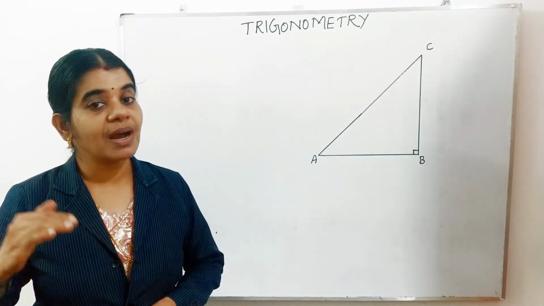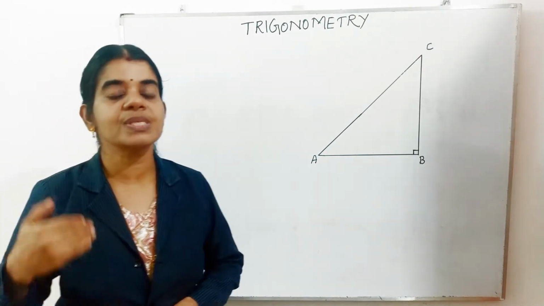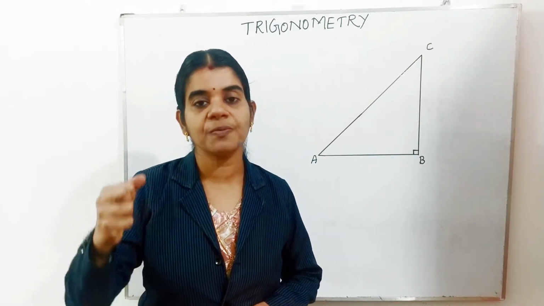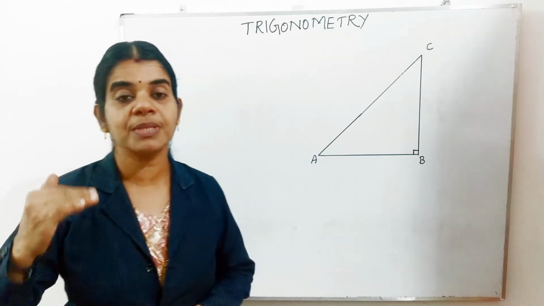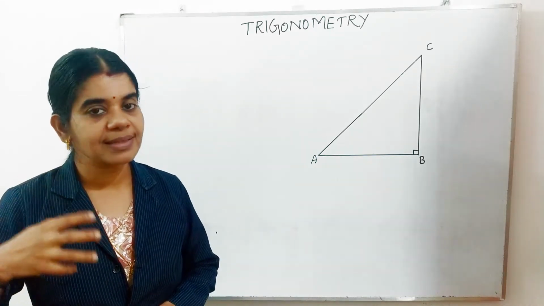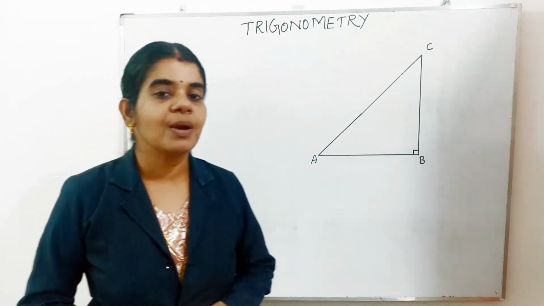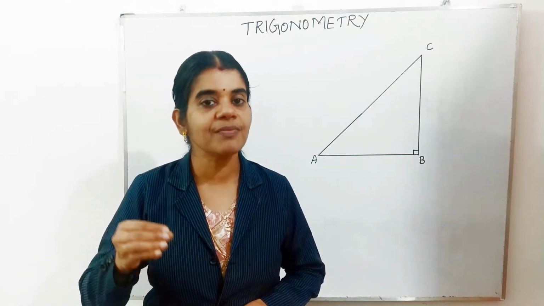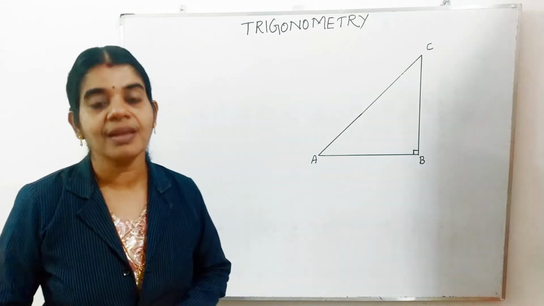We can't measure all this ourselves. So we use mathematical techniques to find out a tall object's height, the width of a river, the distance of the sun from the earth, the distance of the moon, and so on. The branch of mathematics dealing with all this is known as trigonometry.